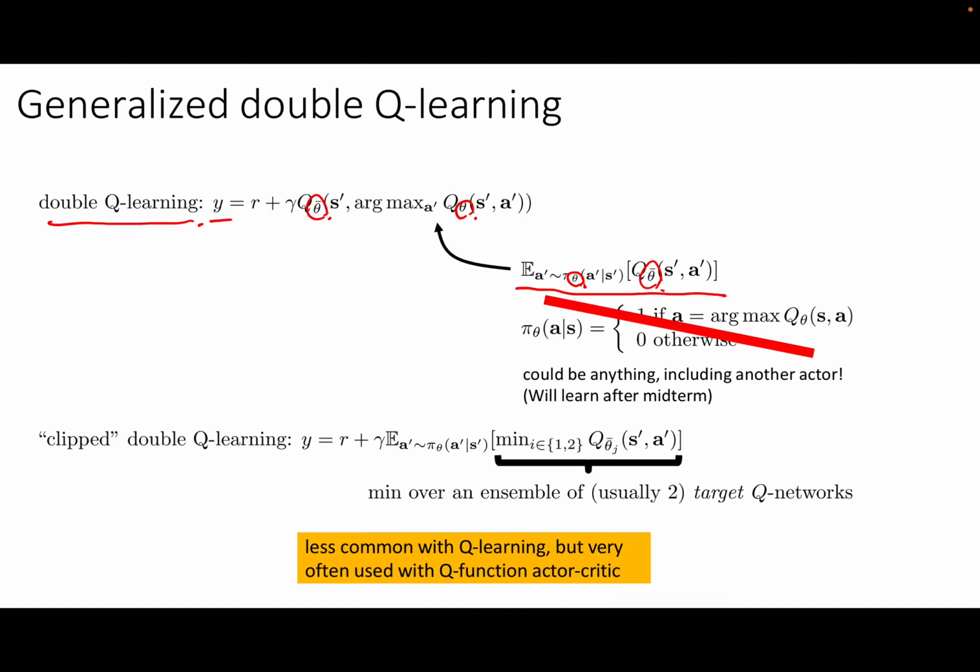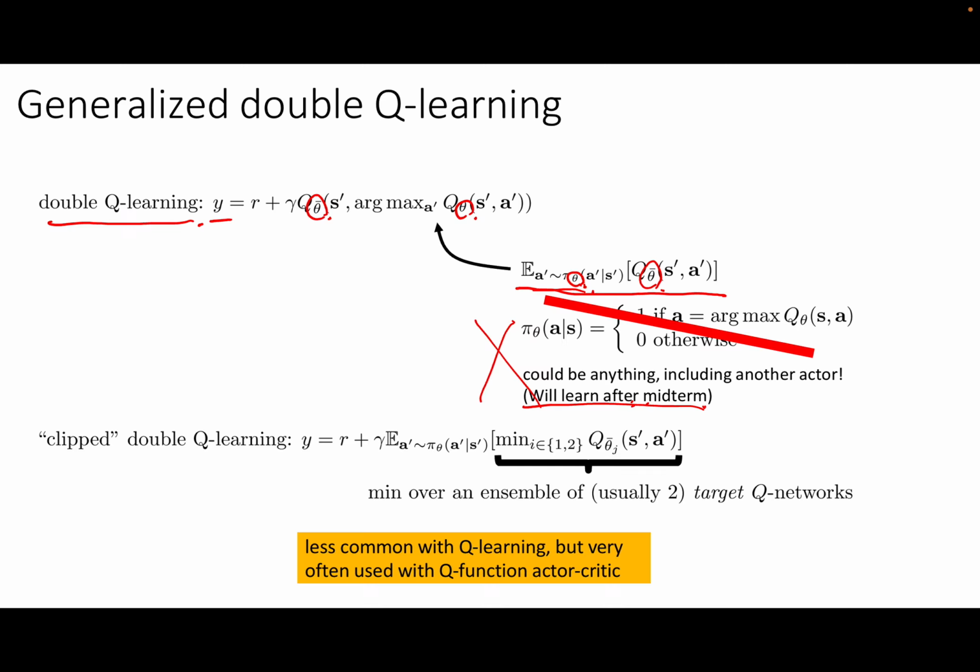Actually, the action can be anything. We will learn this after the midterm, but you can ignore this for now. The action could be anything, including another actor. But in double Q learning, the actual value is from the fixed target network, while the action is from the current network.